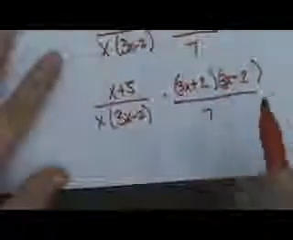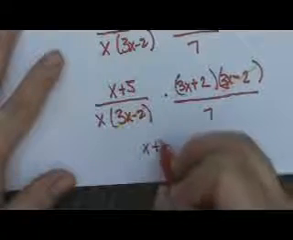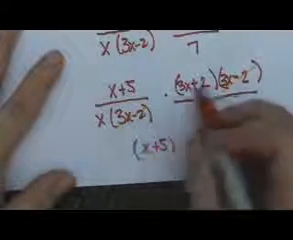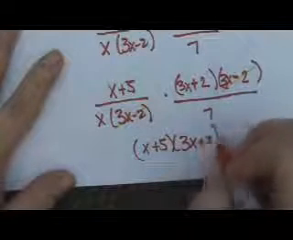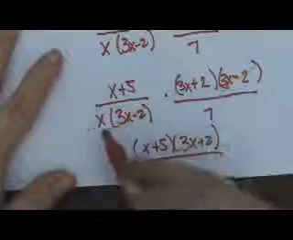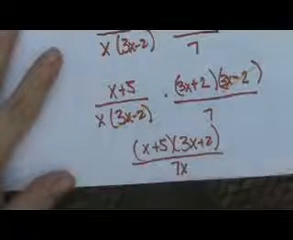Let's write everything together as one term, x plus 5 times 3x plus 2 over x times 7. I'm going to write that as 7x.